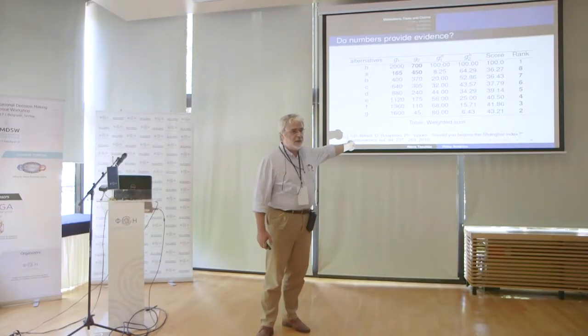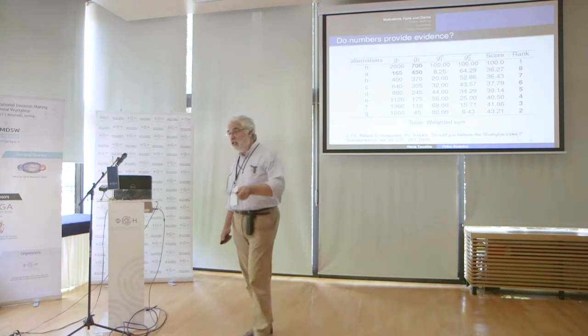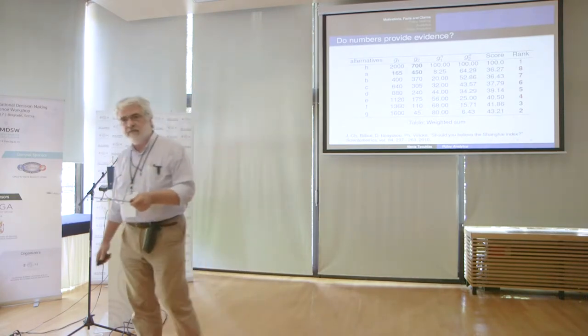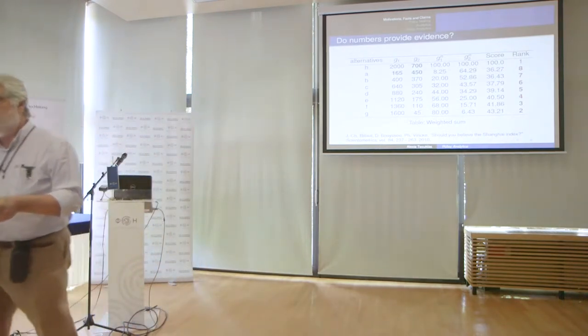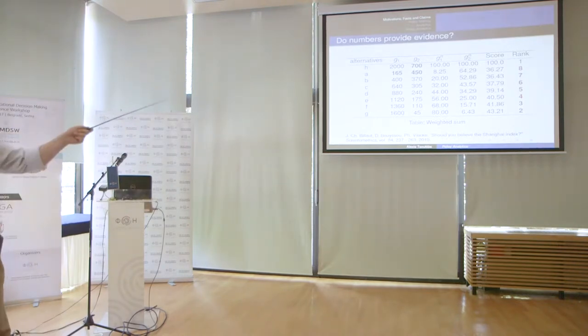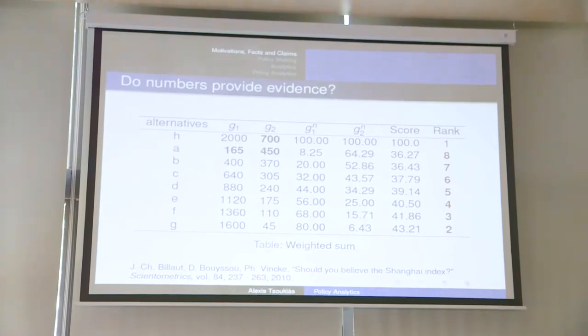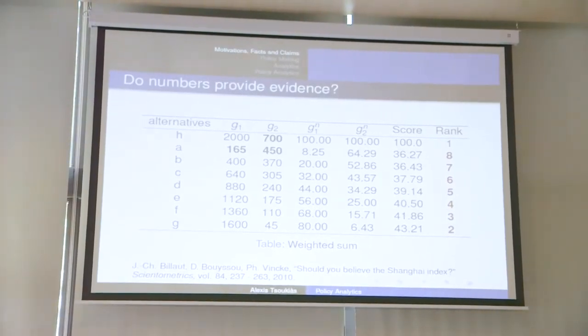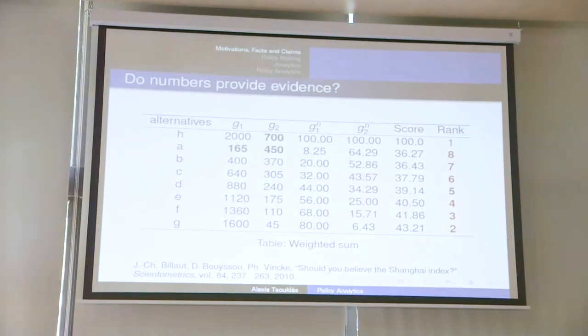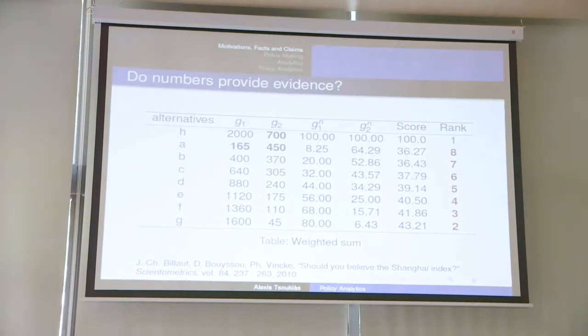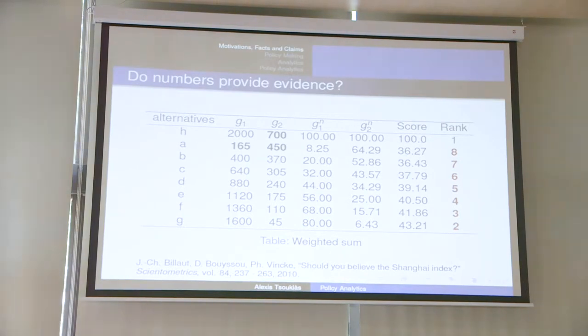The example is taken from a paper done by colleagues of my department, which shows why the Shanghai Index is meaningless. Because it is built using a playing of the numbers which is simply meaningless. It is as if I said that I will measure the cleverness of the candidates by averaging the color of the hair and the color of their eyes. That was the Shanghai Index test.